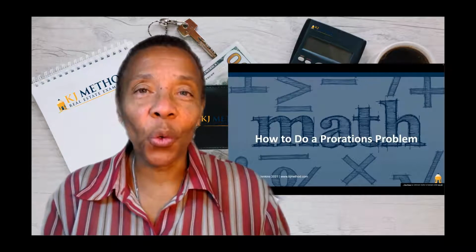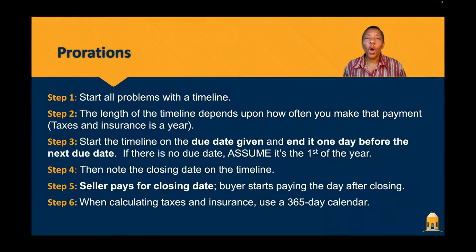So what are the rules relating to prorations? Number one, you are always going to make yourself a timeline so that you can get a visual of what is going on. Your timeline length is going to be how often you make the payment. And so if it's taxes and insurance, we pay that per year. So our timeline is going to be a year long. We are going to start our timeline on the due date given, and we are going to end our timeline a year later.